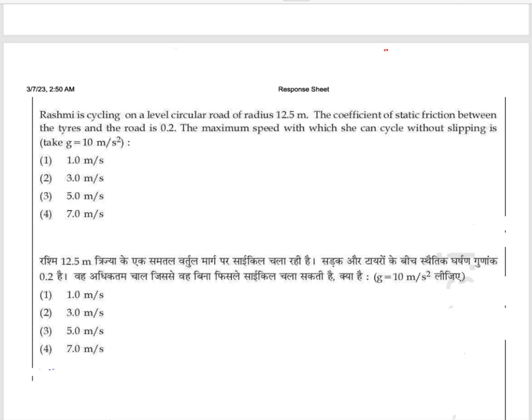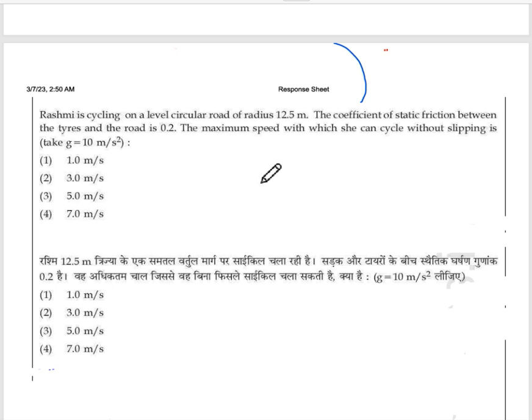Okay, so this is our next question, where the question is saying Rashmi is cycling on a level circular road of radius 12.5 meter. The coefficient of static friction between tires and road is 0.2, and the maximum speed with which she can cycle without slipping is. So basically this concept is bending of road.